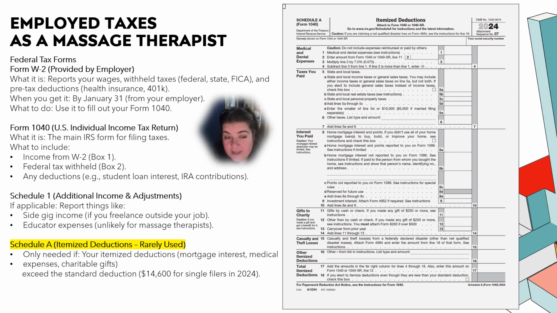Schedule A is your itemized deductions. This is super rare. Usually the standard deduction is going to be the way to go. It's usually higher than what all of these itemized deductions are. But again, use a tax preparer to help you out with this because that is not me.